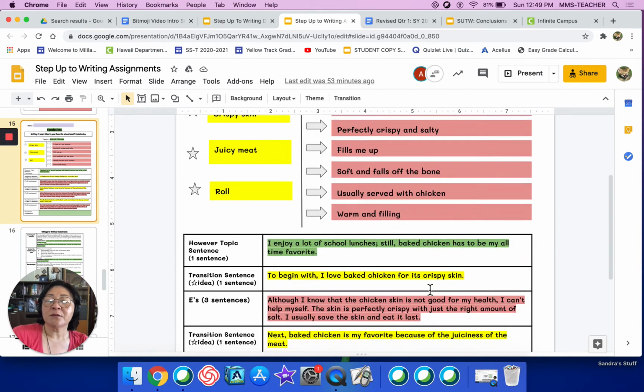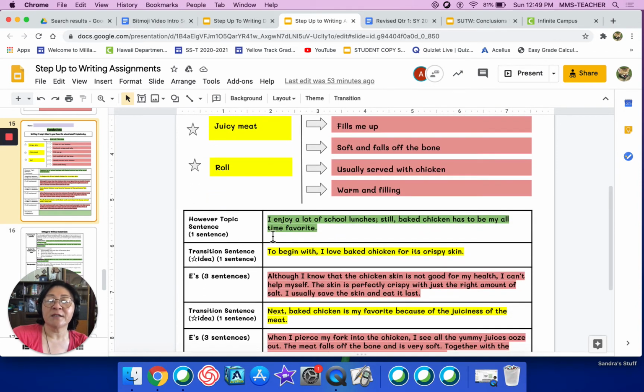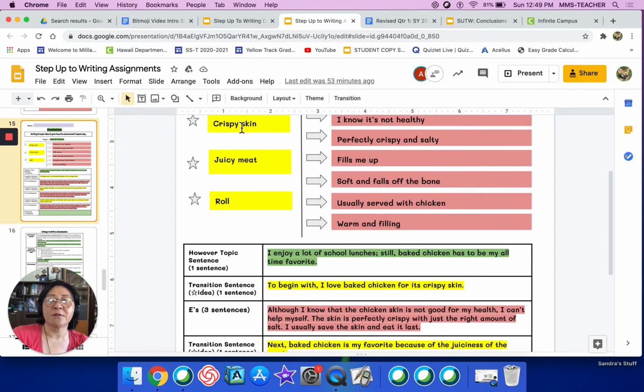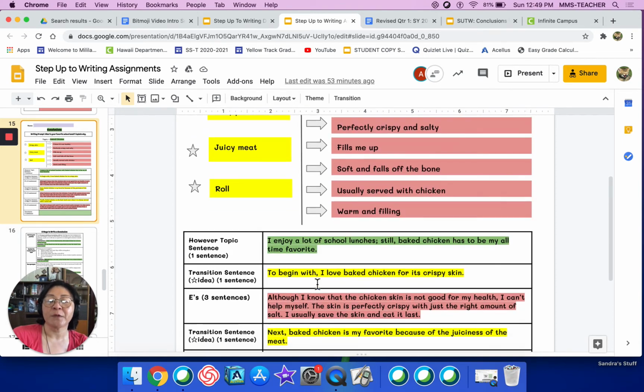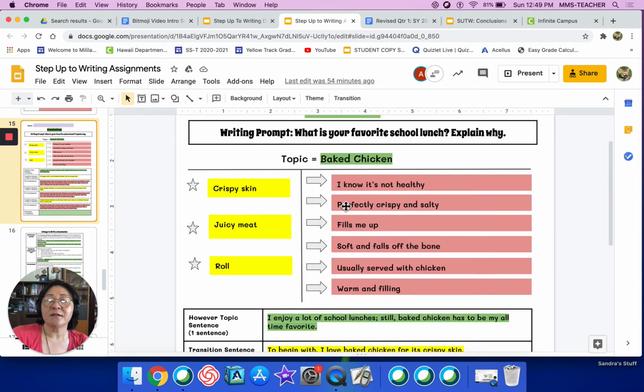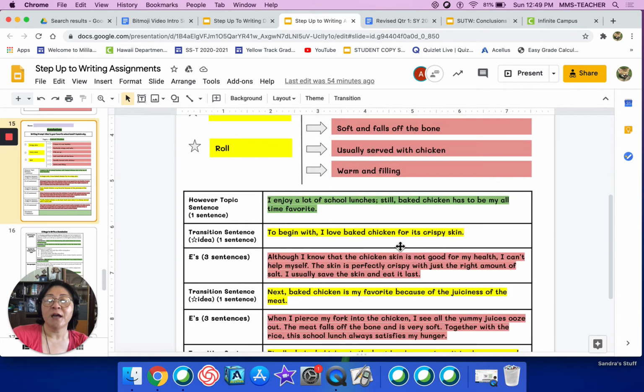Okay, so as I scroll down, here is the however topic sentence. I enjoy a lot of school lunches; still, baked chicken has to be my all-time favorite. The first star idea with the transition is, to begin with, I love baked chicken for its crispy skin. Now we see the phrase crispy skin up here. Okay, and we see the transition to begin with. Now the E's are these two here, and here's the E's written out as sentences.